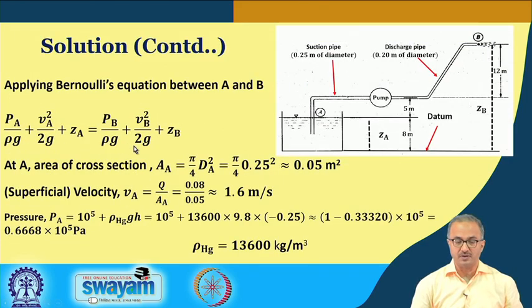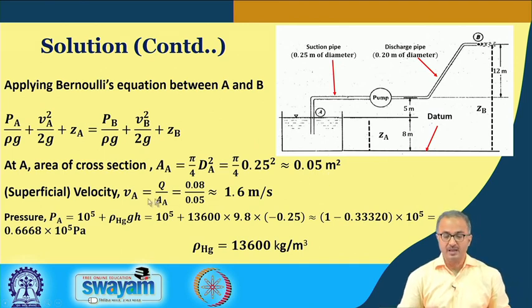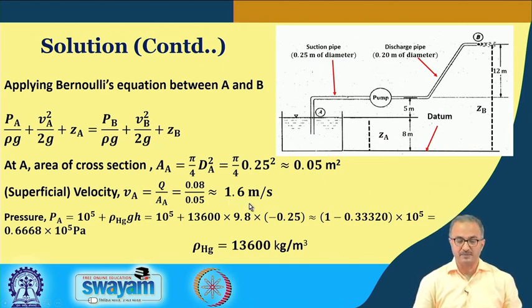We write the Bernoulli's equation. Here we find we have been given the pressures at the 2 points. These elevations are also given. What we do not know is the velocity. To find out the velocity, we again go to the equation where we divide the volumetric flow rate by the area of cross section of the pipeline, and the area of cross section of the pipeline is given in terms of its diameter. For point A, we put the values of the diameter, and this is the area of cross section of the pipeline, and we get the velocity of water at point A as 1.6 meter per second.